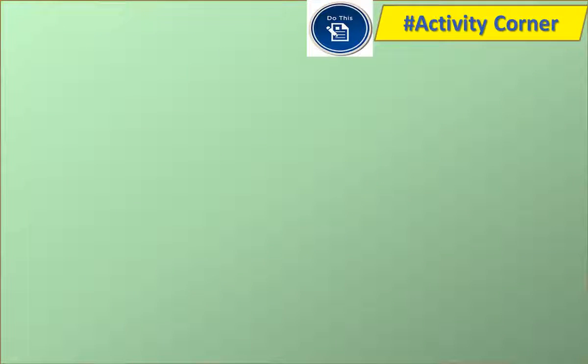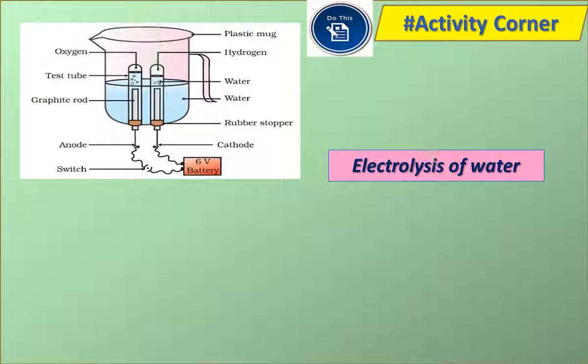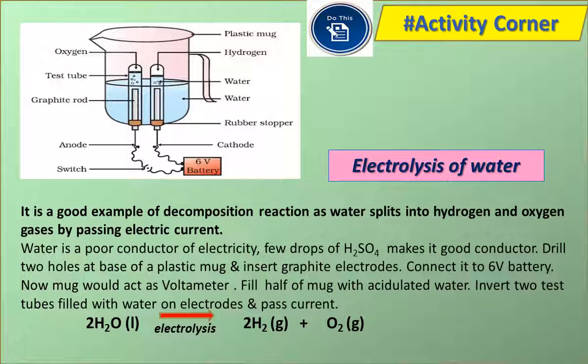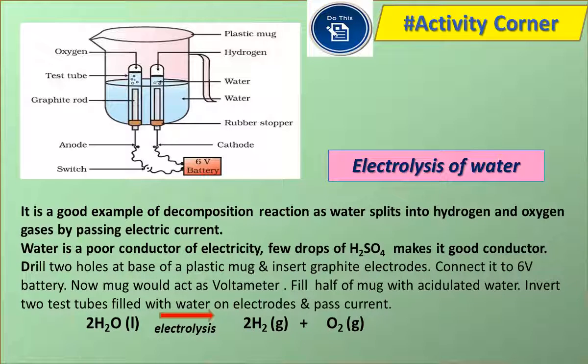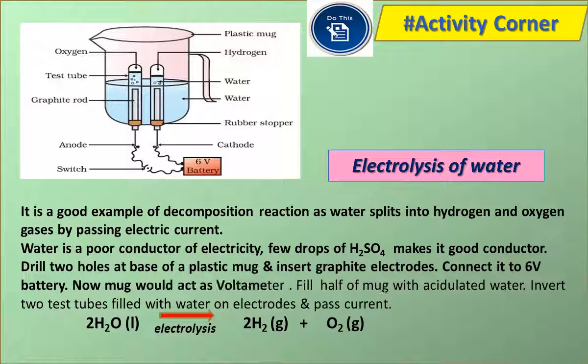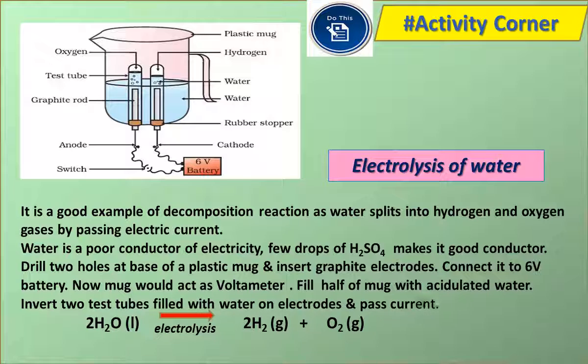You can carry out a simple activity of this decomposition reaction at your home by electrolysis of water. Electrolysis is the splitting of a molecule into its simpler atoms or ions. For this, take a plastic mug, drill 2 holes in the base and insert graphite electrodes, and then connect it to a 6-volt battery to make it work as a voltameter. Fill half of the mug with acid mixed H2O. Acid would make H2O a good conductor of electricity.